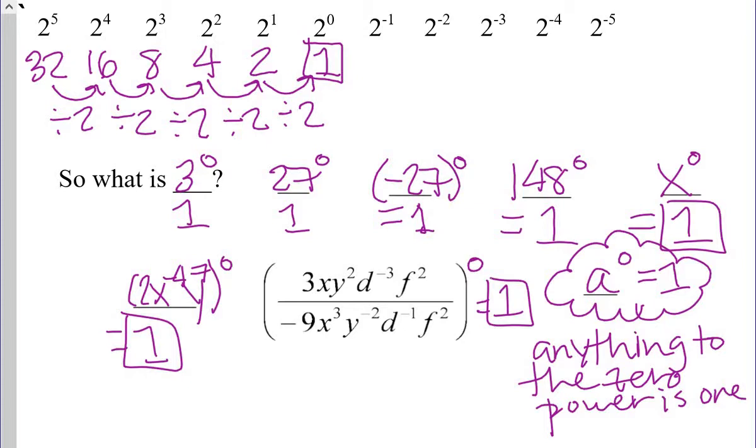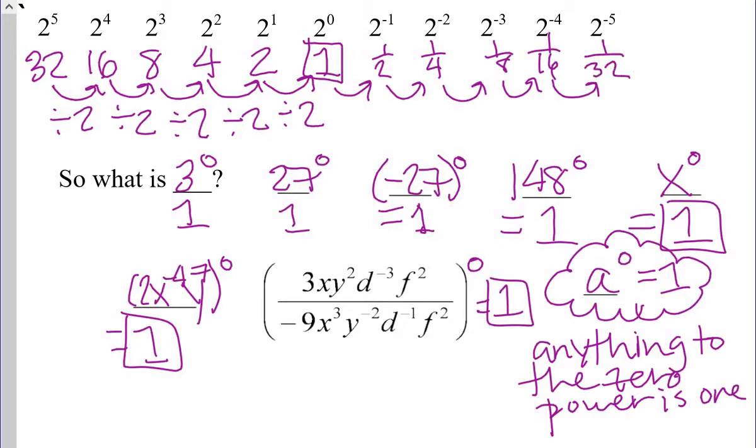Okay, so next we are going to look at negative exponents. If I continue this pattern of dividing by 2, this would be 1/2, this would be 1/4, 1/8, 1/16, and 1 over 32. As you're looking at this whole picture now, see if there's some relationship or any type of pattern that you see between those numbers right there.